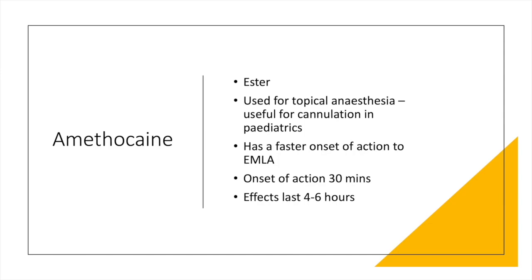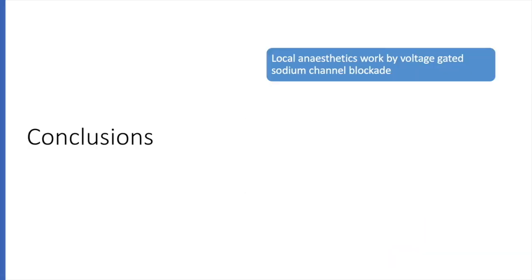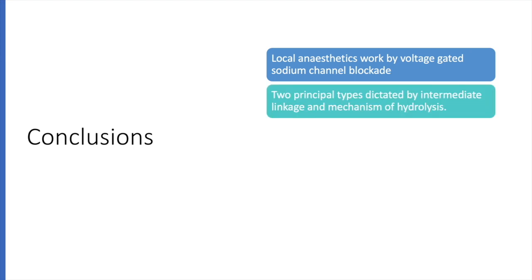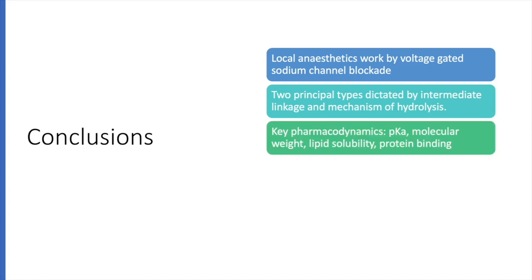So we've covered a couple of the individual local anaesthetics, and so I'll leave you with some conclusions then. The first thing is that local anaesthetics work by voltage-gated sodium channel blockade. There are two principal types, the esters and the amides. There are a number of key pharmacodynamic principles that you'll need to know for the FRCA exam. That's pKa, molecular weight, lipid solubility, and protein binding, and how those factors affect the action of different anaesthetic agents.